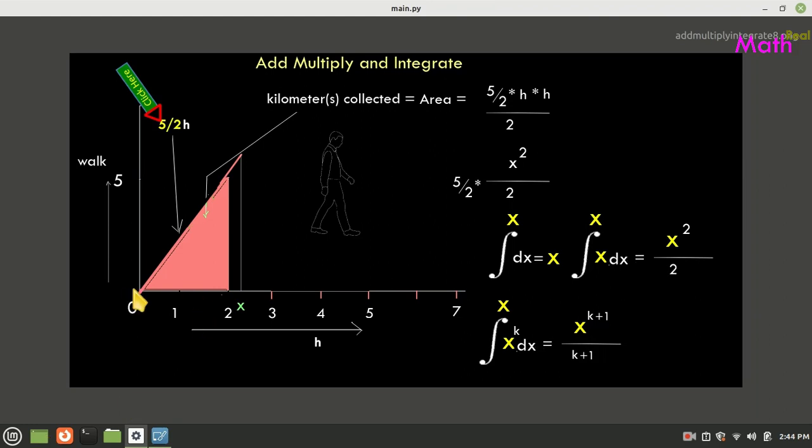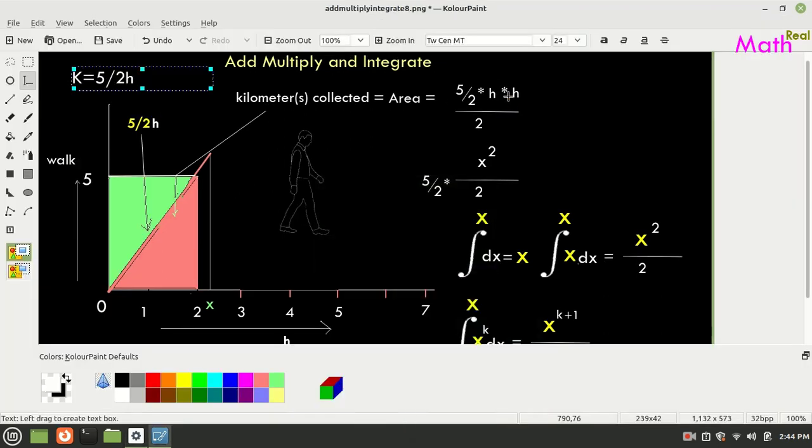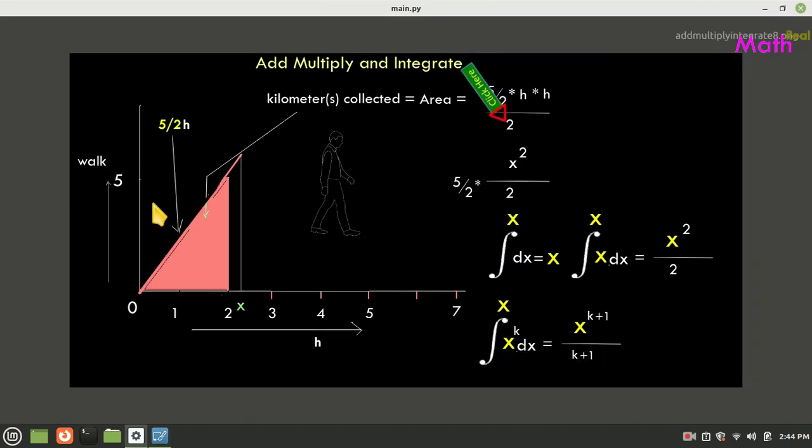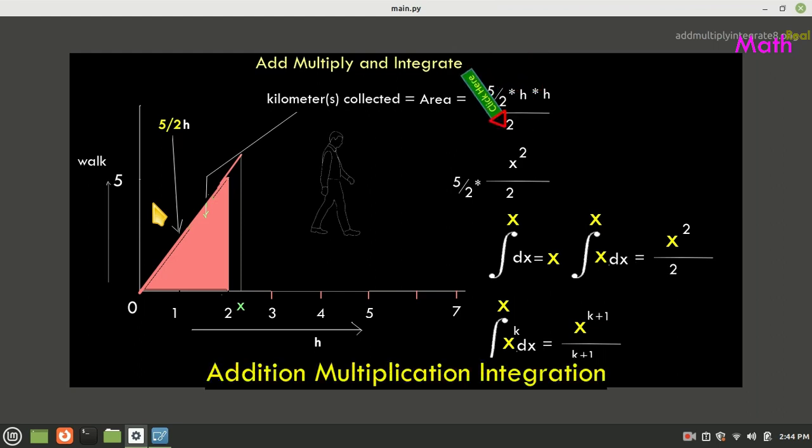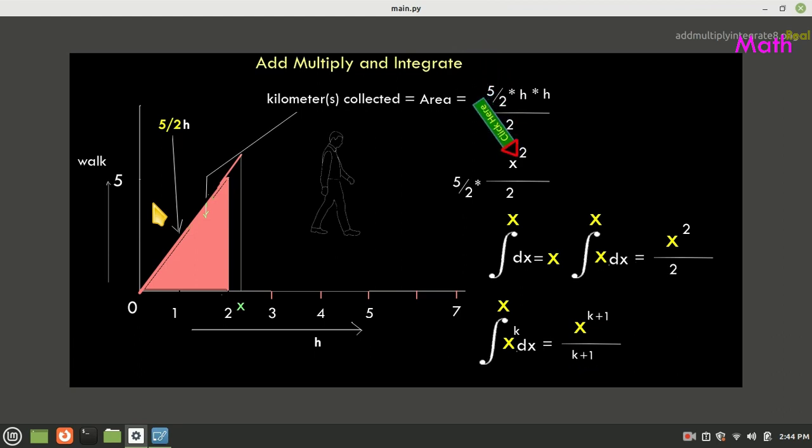So for any h hours, the height is 5 by 2 h. So the area would be 5 by 2 h into h, the full rectangle divided by 2. This is the triangle area. For any x, we can replace h by x. So it comes to 5 by 2 into x square by 2. This is this many kilometers in x hours this person is walking, if he is increasing his speed from rest this way.